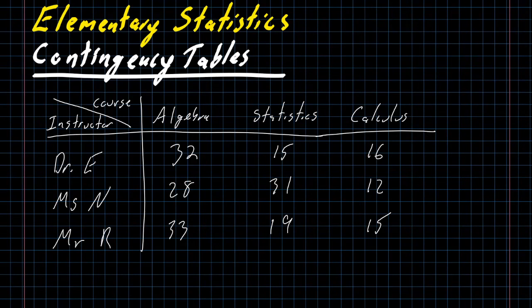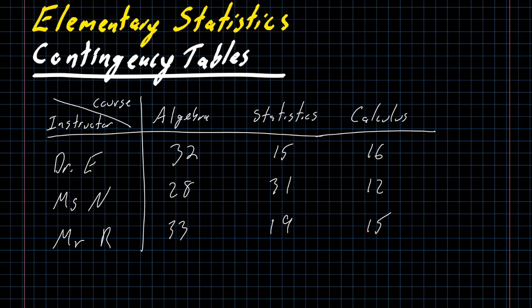Anyway, those 2 questions, it turns out, are at their essence the same question. That is to say, the distribution between instructors for each course can be the same if and only if the distribution between courses for each instructor is also the same. So the relative frequency at which Dr. E gets algebra students compared to statistics compared to calculus is the same as the relative distribution that Ms. N gets between those courses and Mr. R gets between those courses.